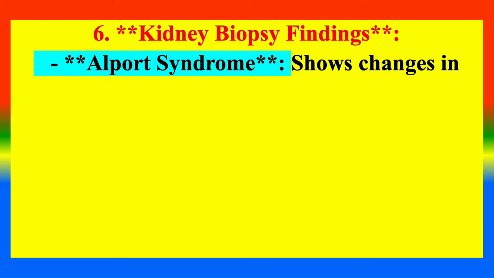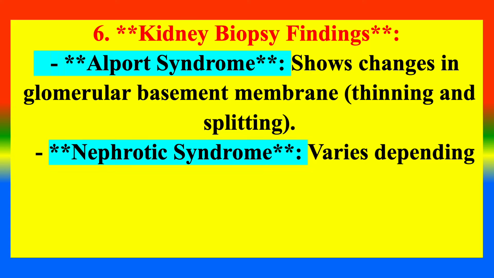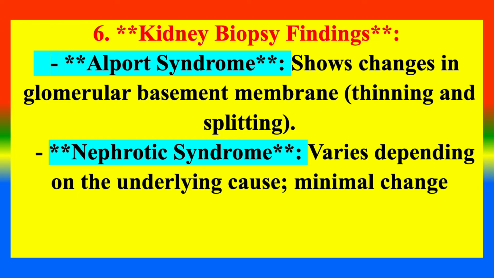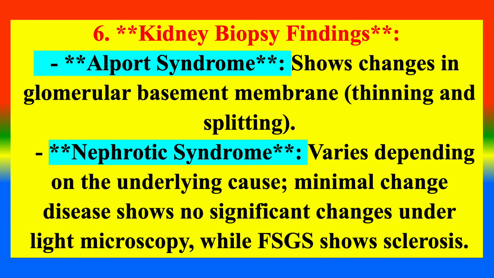6. Kidney biopsy findings. Alport syndrome shows changes in glomerular basement membranes, thinning and splitting. Nephrotic syndrome varies depending on the underlying causes. Minimal change disease shows no significant changes under light microscopy, while FSGS shows sclerosis.